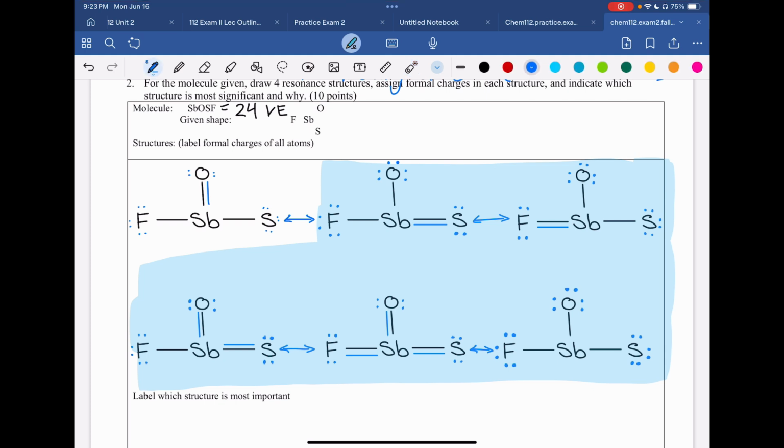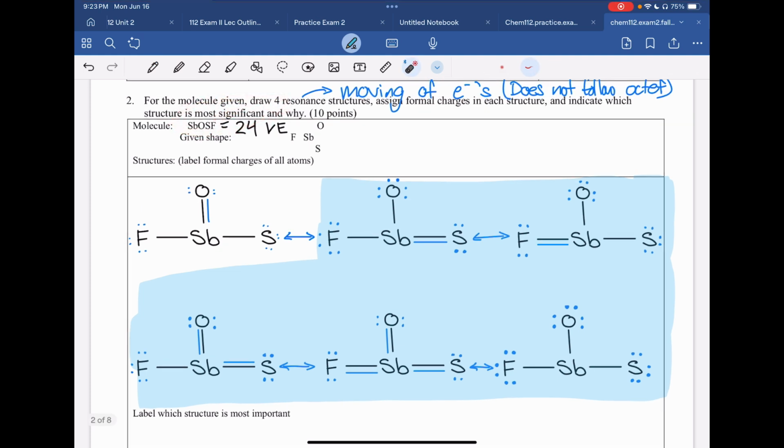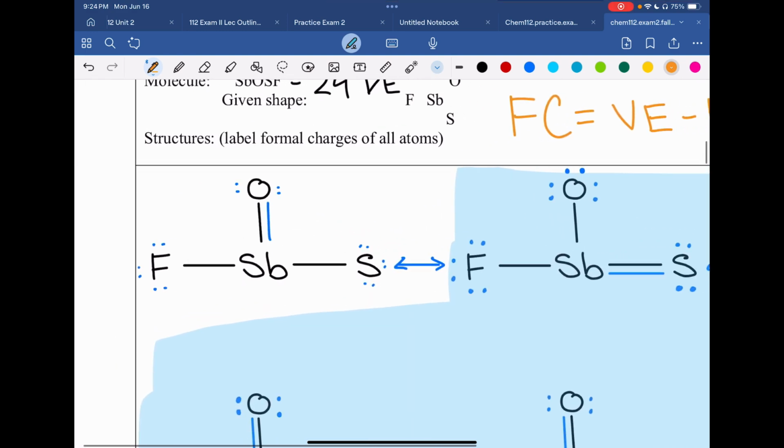Okay, so next up is to figure out which one is most significant. So we do that by doing formal charge. Definition of formal charge is your valence electrons minus the lines minus the dots. So let's look at oxygen. Oxygen's valence is 6 minus 2 lines minus 4 dots. That's 0. Sulfur is 6 minus 1 minus 6, negative 1.